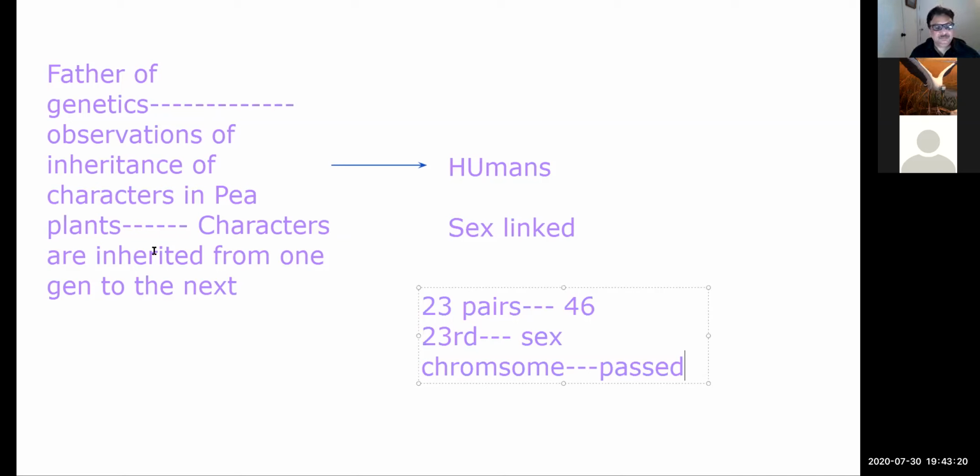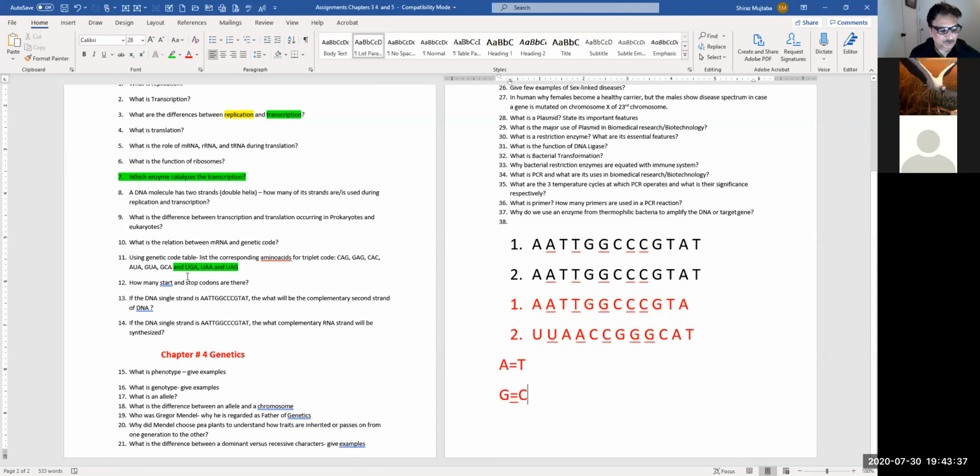So that was the contribution of Mendel, huge. He is the starting point for the field of genetics. Whenever you hear the word genetics, it means it is talking about inheritance. Question number 6: why did Mendel choose pea plants to understand traits? So Mendel did a lot of hard work, but he was very lucky.